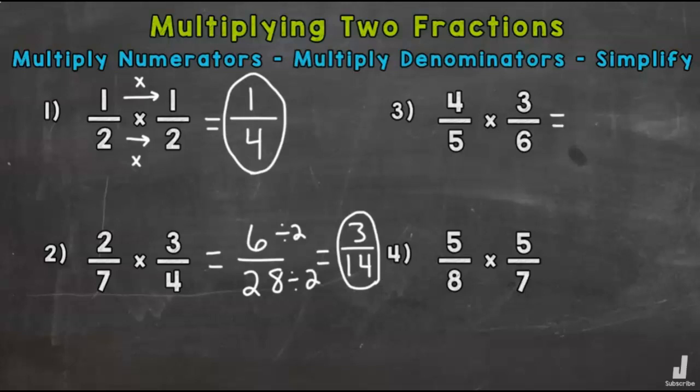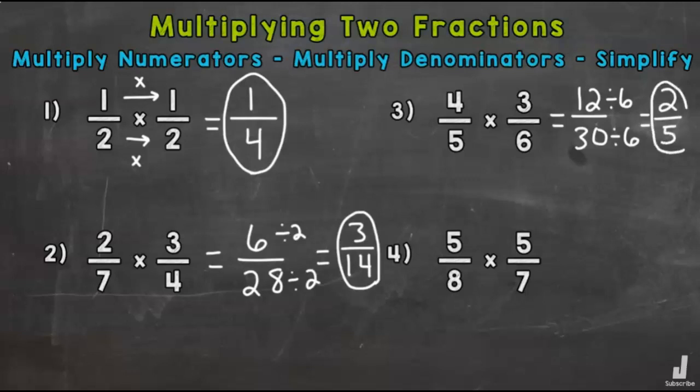On to number 3. 4 times 3 is 12. 5 times 6 is 30. So a couple of different ways to simplify this. You can break it down in multiple steps or find the greatest common factor between 12 and 30, which is 6, and do it in one step. So 12 divided by 6 and 30 divided by 6 would give us the simplest form of 2/5.